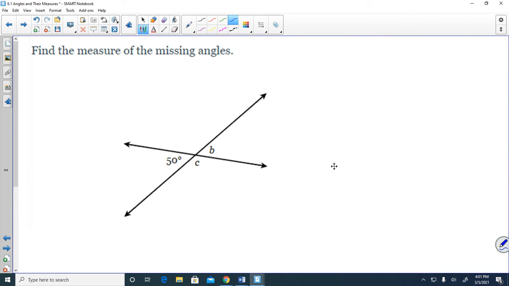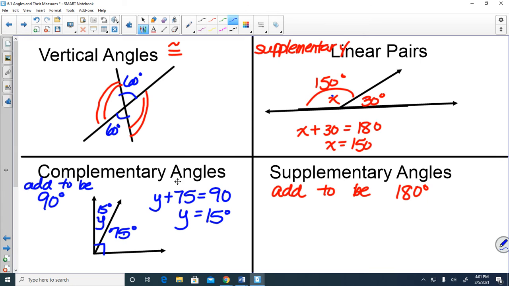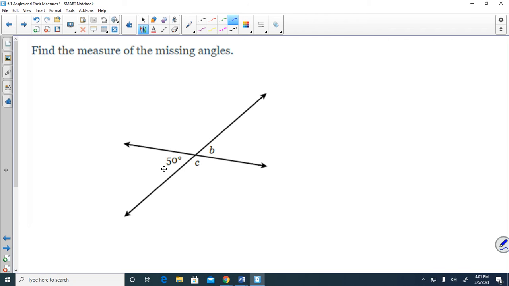So now you have some problems on Delta Math that need you to apply what we know about these types of angles. So I have this diagram here. I've got 50 degrees labeled. I have to find angle B and angle C. And so right away I see that 50 degrees is right across from B, and I see two lines that form an X. So B and 50, we call those vertical angles. Vertical angles are equal, so B is equal to 50 degrees.